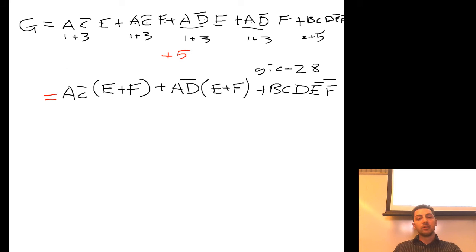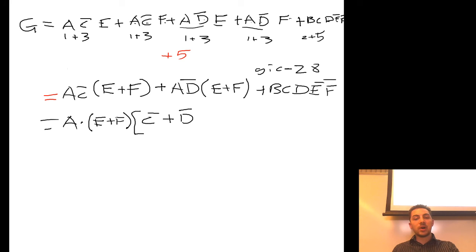We can continue to factor though, because what is in common to the first two terms? A, E, or F. Yeah, so the term that we're looking for is A and E or F. So we'll factor that out. A and E or F. Factoring that out of the first term gives us a C bar. Out of the second term gives us D bar. B, C, D, E bar, F bar. That's about as far as we can go with factoring.